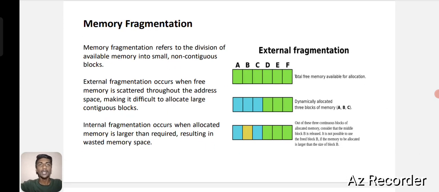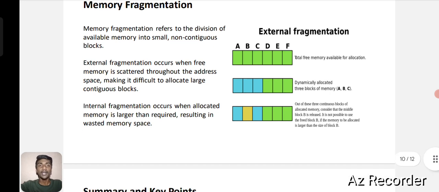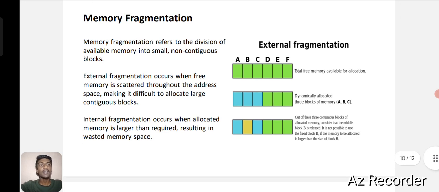The next slide is memory fragmentation. Memory fragmentation refers to the division of available memory into small non-contiguous blocks. External fragmentation occurs when free memory is scattered through the address space, making it difficult to allocate large contiguous blocks. In the picture, we can see external fragmentation. There is total free memory available, but the blocks are scattered.